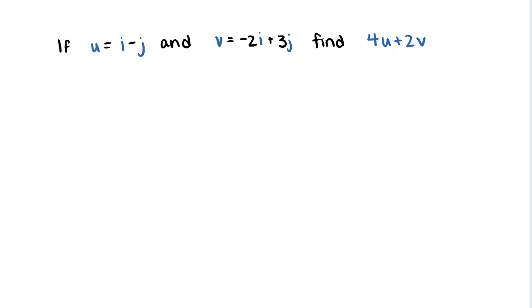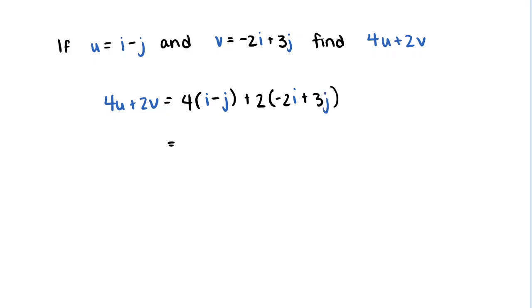And so let's say u represents the vector i minus j, and v represents the vector negative 2i plus 3j. Let's find the vector 4u plus 2v. Well, the vector 4u plus 2v is equal to 4 sets of our u vector, and u is the vector i minus j. And then we're adding 2 sets of our v vector, and our v vector is negative 2i plus 3j.